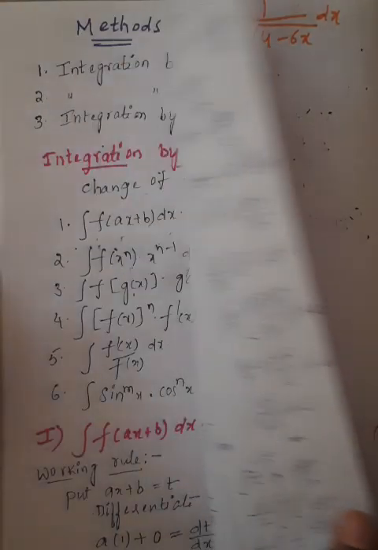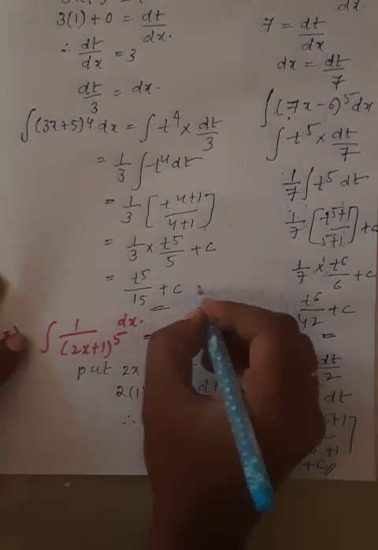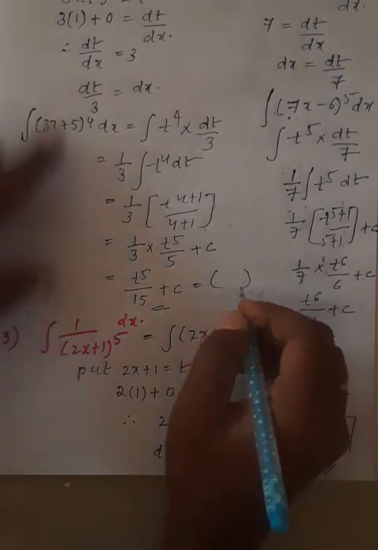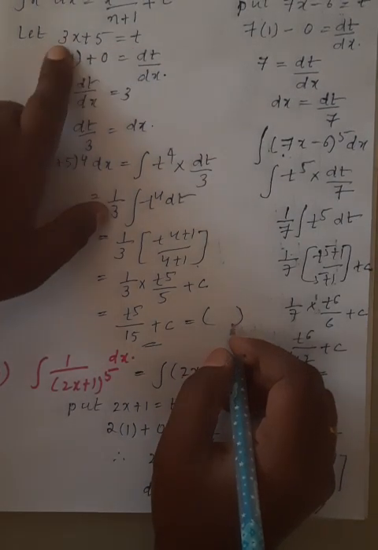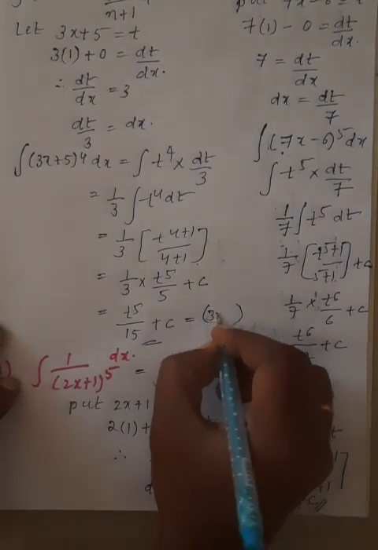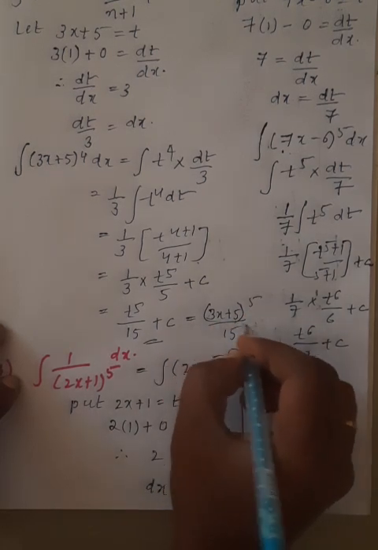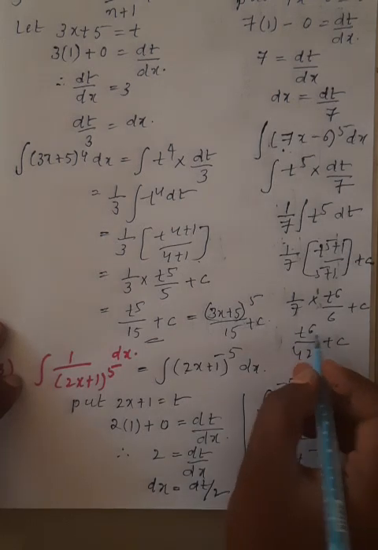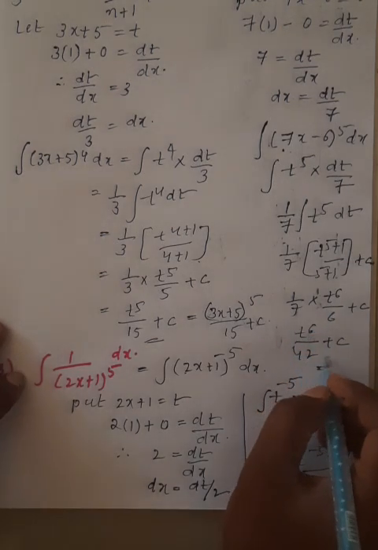So here in the previous question also we have to substitute that t. So here also t power 5, where 3x plus 5 is equal to t. Therefore 3x plus 5 whole power 5 by 15 plus c. Similarly here also 7x minus 6 whole power 6 by 42 plus c.